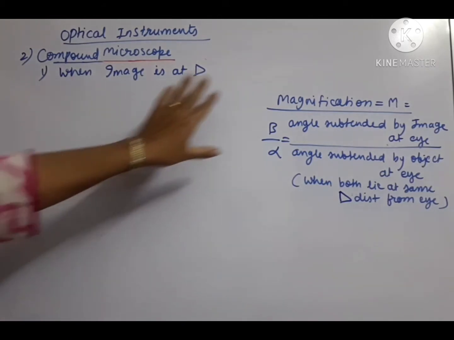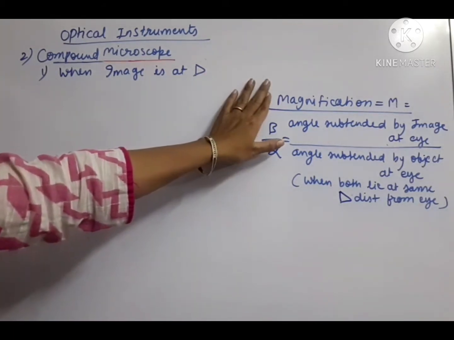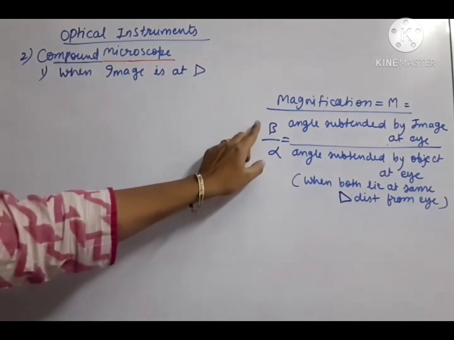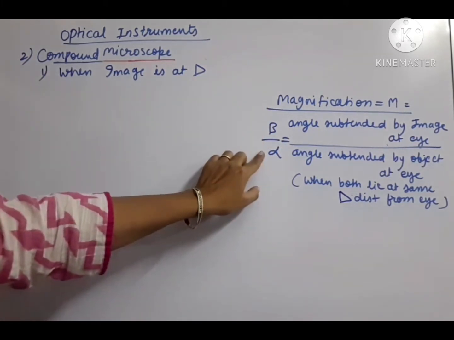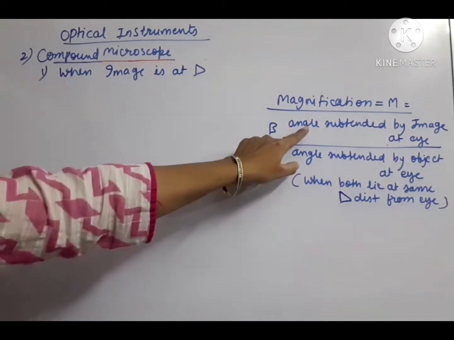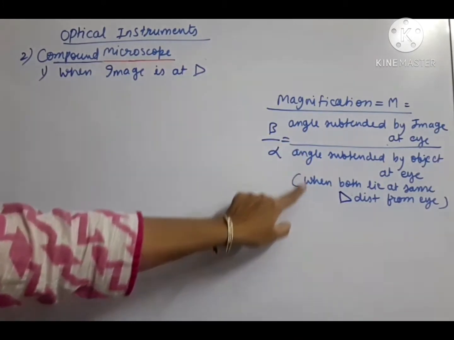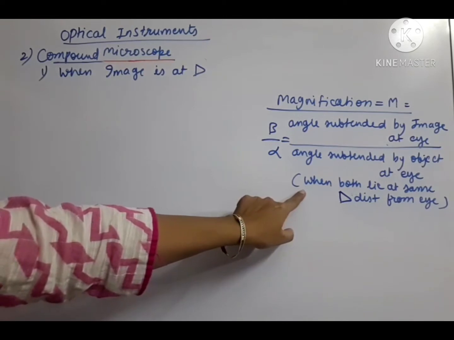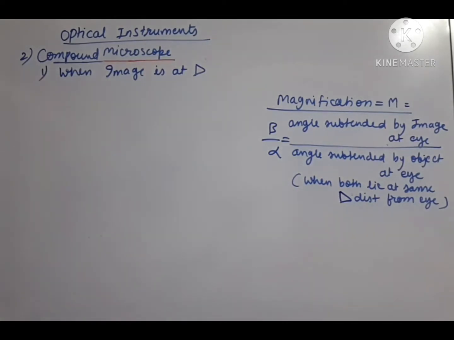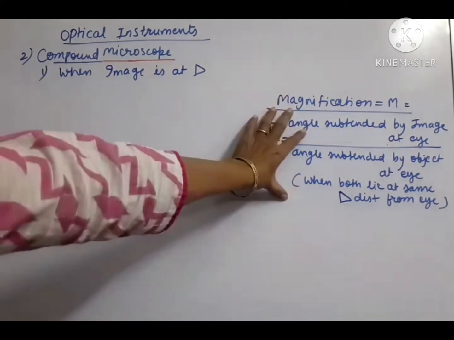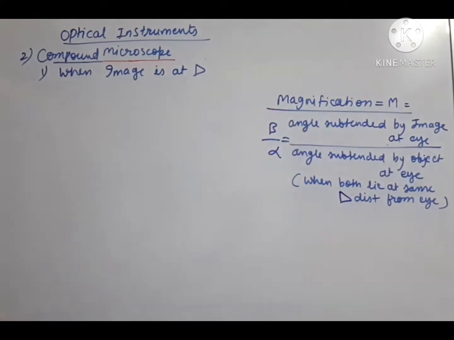Now first of all we should know the definition of magnification m. It is the same definition, that it is the ratio of two angles, beta and alpha. So the ratio of the angle obtained by the image to the angle obtained by the object when both lie at the same distance d from the eye. So first note down this definition of magnification.